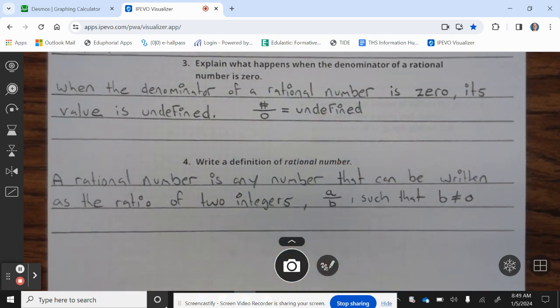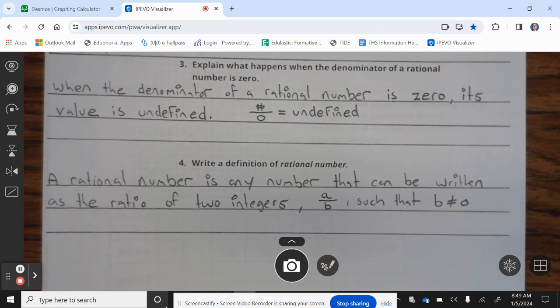Number 4. Write a definition of rational number. A rational number is any number that can be written as the ratio of two integers, a divided by b, such that b does not equal 0. All right, let's take a look at the next page.